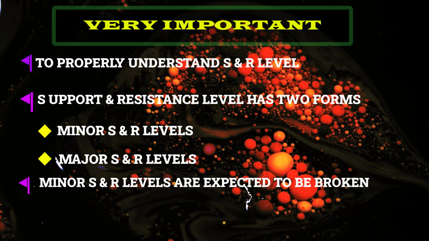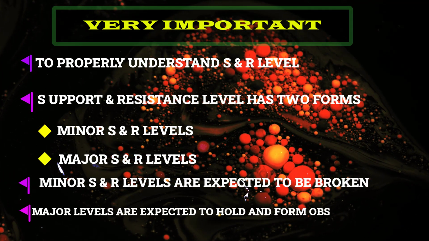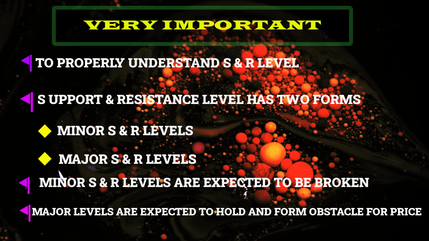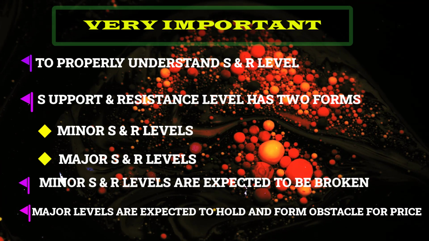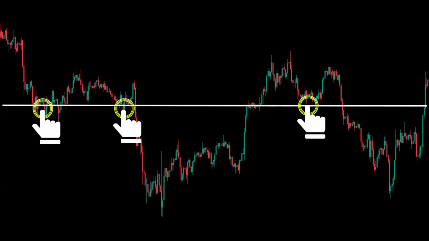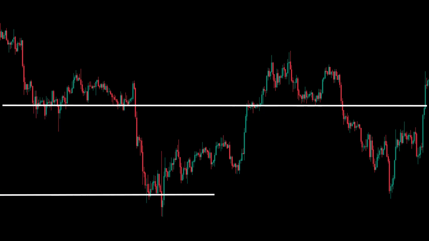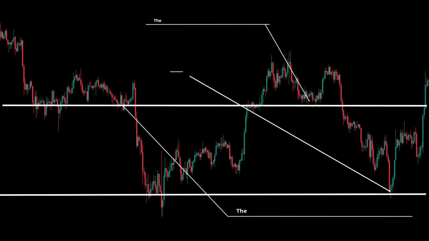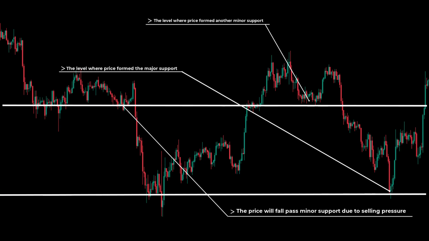Minor levels are expected to be broken, whereas strong levels are expected to hold and force the price to move in the other direction. For example, here the price is trending lower. It makes a low, then bounces up, and then starts to drop again. This low can be marked as a minor support area because the price did break through and moved down below the level. But since the trend is down, the price is likely to fall through the minor support level without much problem due to heavy selling pressure.